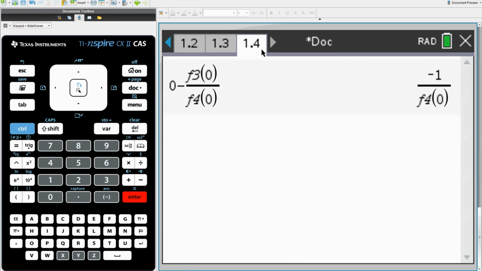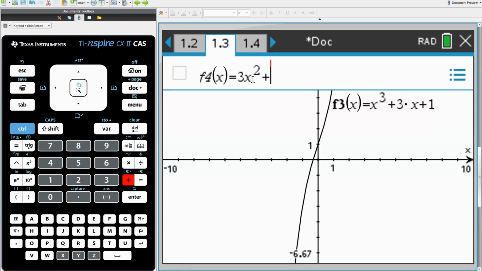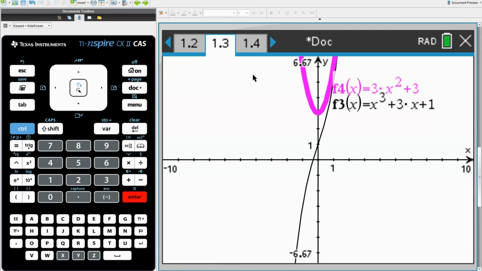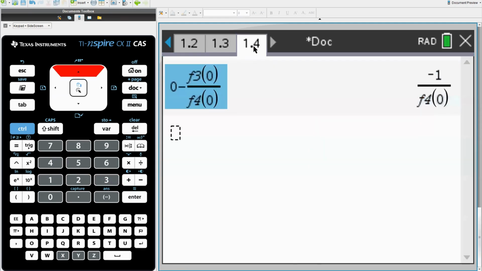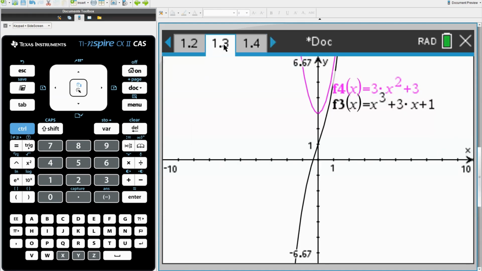If I do that, why did I get f4 of 0? Oh, I forgot to put that function in. What was it? The derivative is 3x squared plus 3. Enter. Okay, now I can go here. Let me try this again. So our first guess was 0. Our second guess using this method is -1/3. When we looked at the graph, did we think it looks like about -1/3? It sure does. That's not a bad guess.